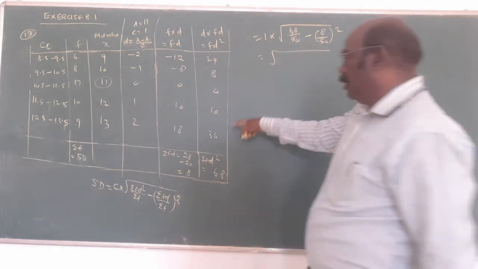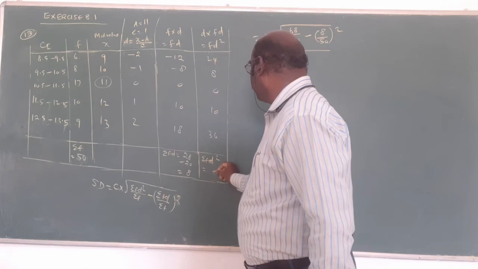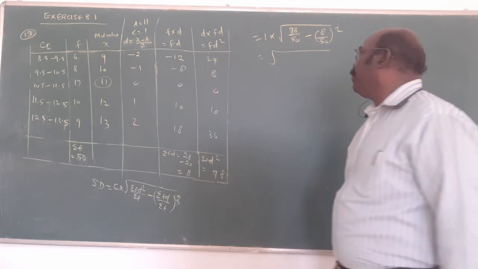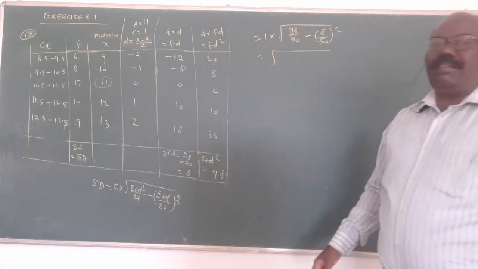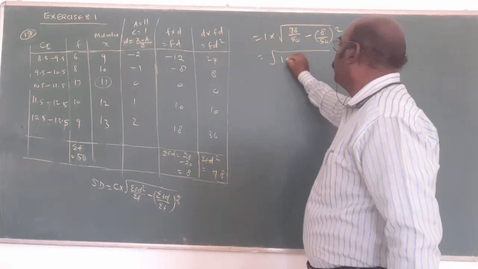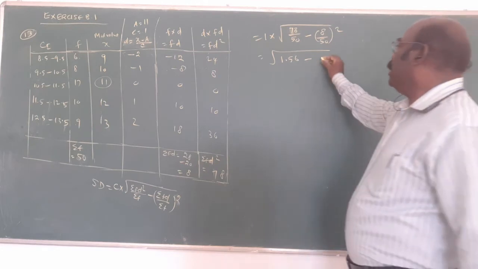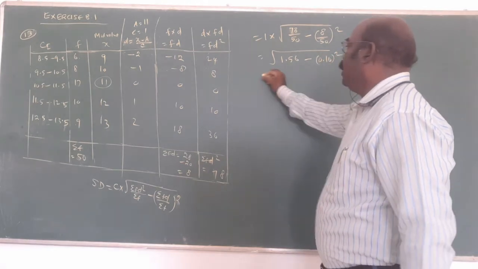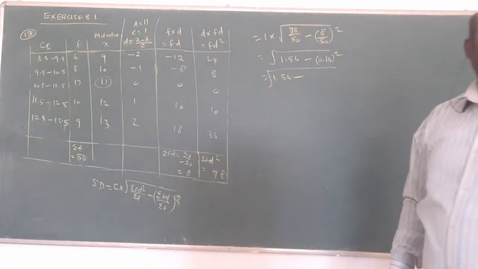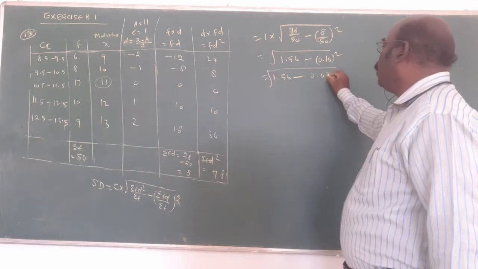Actually here, 18 into 1.4 by 78. 78 by 50. This one need not be written. 78 by 50, therefore, divide. We get 1.56. Minus 8 by 50, divide, we get the answer 0.16, whole square. Again 1.56 minus the square, 0.16 into 0.16. Your answer is 0.0256.